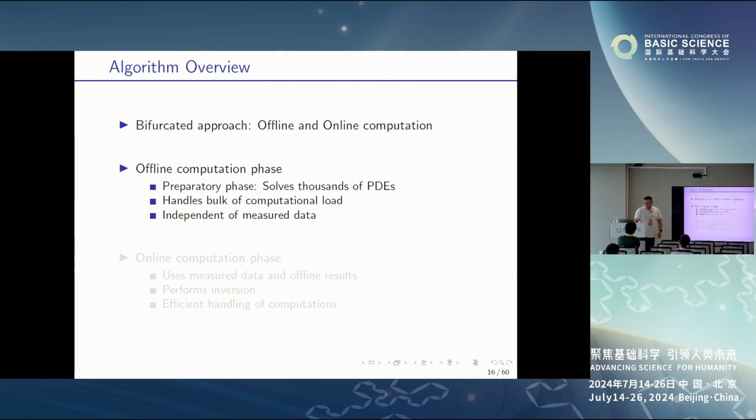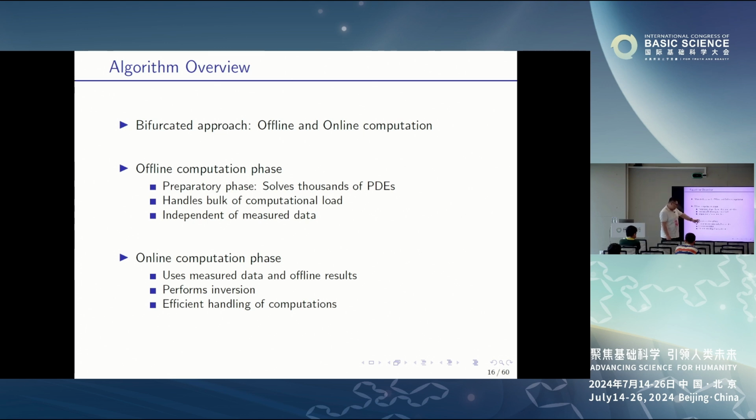Okay. So for our algorithm, the main computational load will be in this offline phase. So basically, we solve thousands of PDEs in this phase, independent of the measured data. Okay, and once we have the measured data, once those data kick in, we call it the online computational phase. That means you already have the data. Now we're gonna use the result from the offline phase. You use the preparation in that offline phase, and also the measured data to calculate the source location, and also calculate the intensity functions. That basically belongs to the online computational phase.